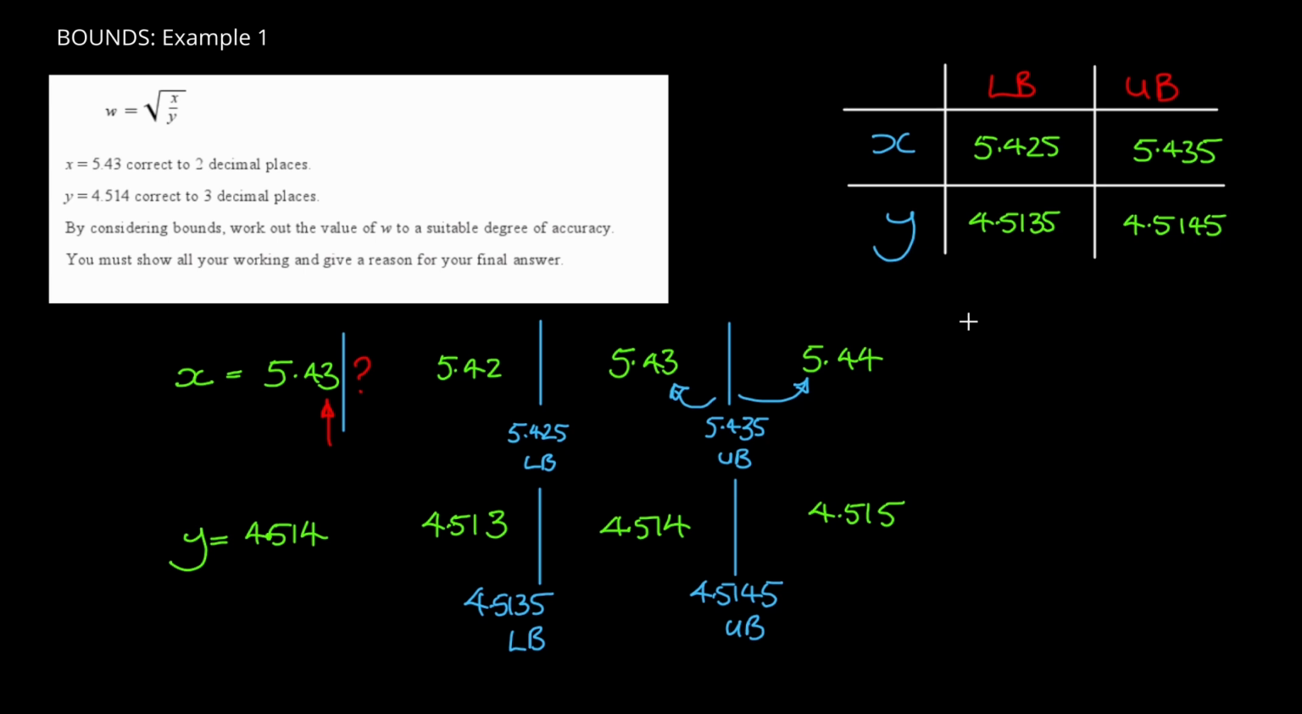Now we've got to consider w. So if we want the upper bound of w, because x is on the top, we want this to be the highest value possible as well. So we need the upper bound of x, but because y is on the bottom and we want w to be the biggest, we need the lower bound of y.